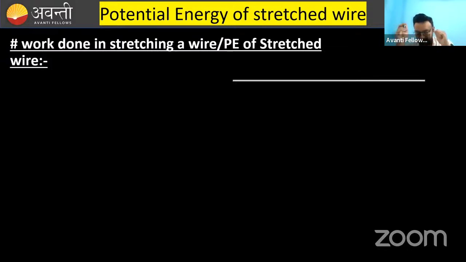So now what I'm saying, first of all, let's have a look. Consider you have a wire, cylindrical wire, and this wire has a length L. Clear? And area of cross section is A. And this wire is suspended from a ceiling. This white line is a ceiling. I think till this point, everything is clear. Now you have applied a force at this end.